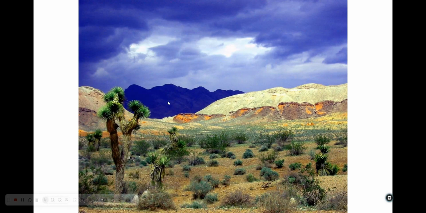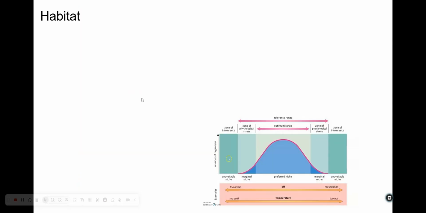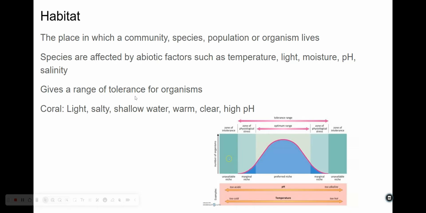Okay, last section. What is this referring to? That's right, it's referring to habitats. And so we need to know the different habitats and biomes and their impact. So the habitat is the place in which a community, species, population, or organism lives.